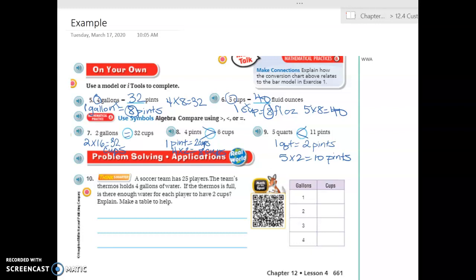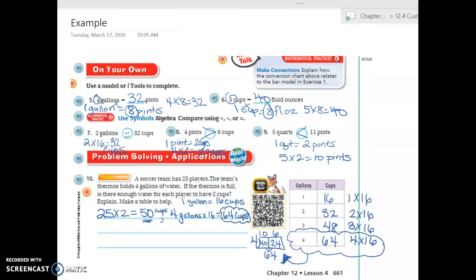Number 10. A soccer team has 25 players. The team's thermos holds 4 gallons of water. If the thermos is full, is there enough water for each player to have 2 cups? Explain, make a table to help. Here's the table over here. Go ahead and pause and solve.